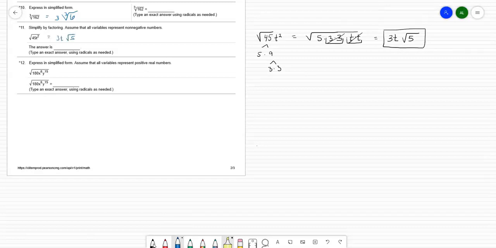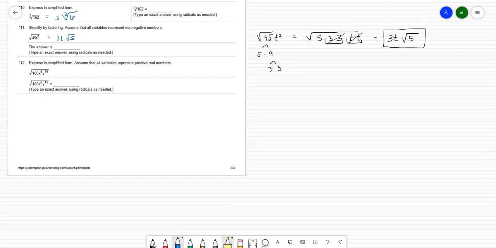Now, you can still check the square root of 45 along with 3 times the square root of 5. You won't be able to put the t in, but you can still make sure that your 3 times the square root of 5 matches in your calculator when you also take the square root of 45, right? In this case, it does match.